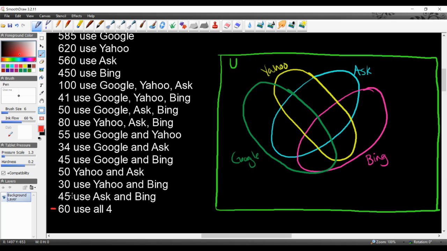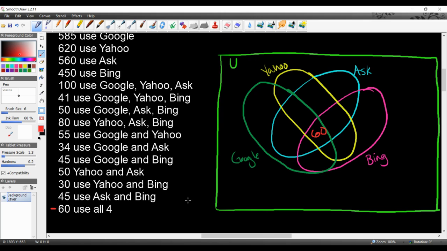60 use all four. So in these crazy four circles or ovals or whatever you want to call them, where do you think the middle would be? I would say it's somewhere right here. So let's check. Is it this spot? See, this spot it's inside Bing, it's inside Google, it's inside Ask, but it's not inside Yahoo. So that's not the spot. So maybe this one. This is inside Yahoo, it's inside Ask, it's inside Bing, and it's inside Google. So yes, my 60 would go right here.